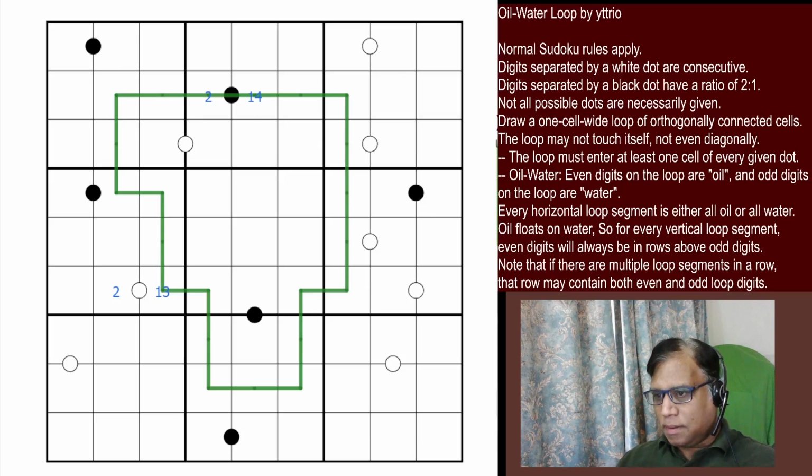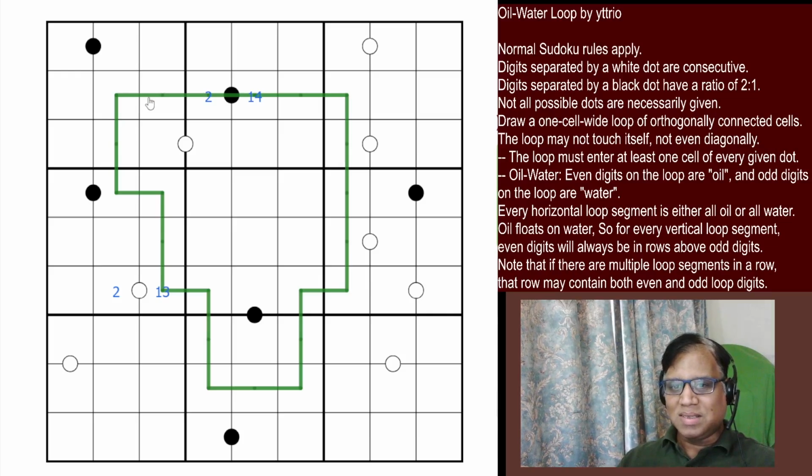Oil water, right? Now, what is oil water? Even digits on the loop are oil, and odd digits on the loop are water. Every horizontal loop segment is either all oil or all water. Oil floats on water. So for every vertical loop segment, even digits will always be in rows above odd digits. Note that if there are multiple loop segments in a row, that row may contain both even and odd loop digits.